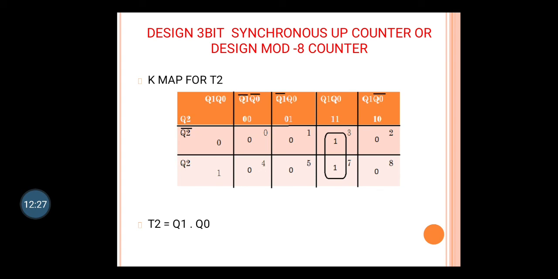K-map for T2, grouping. After grouping, you get the output equation T2 is equal to Q1 and Q0.